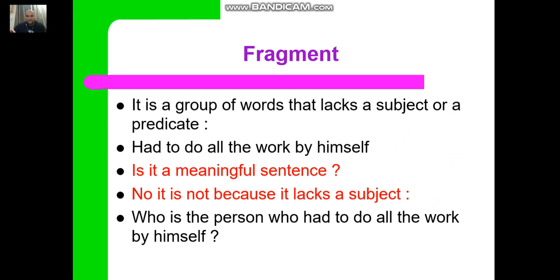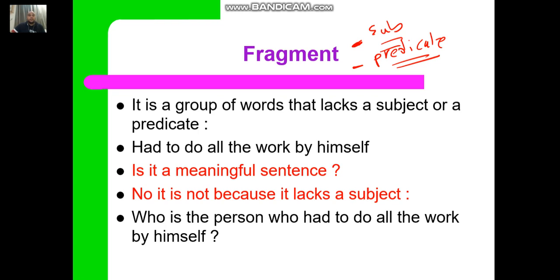I don't have enough time. I only have 1 minute. Fragment. If the sentence lacks a subject or lacks a predicate, if the sentence doesn't have a subject or a predicate, then it's a fragment.